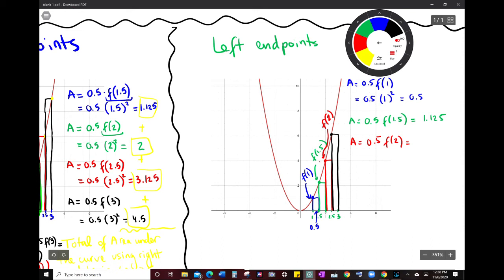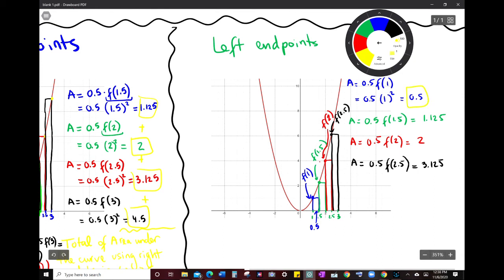So then I have 2. Okay. And the next area of black rectangle will be 0.5 times, and the value for the length will be f of 2.5. So times f of 2.5, and I already got it earlier, so it's 3.125.